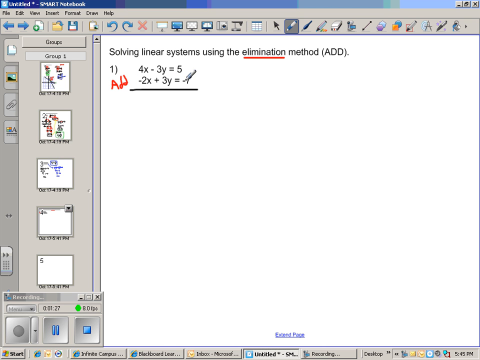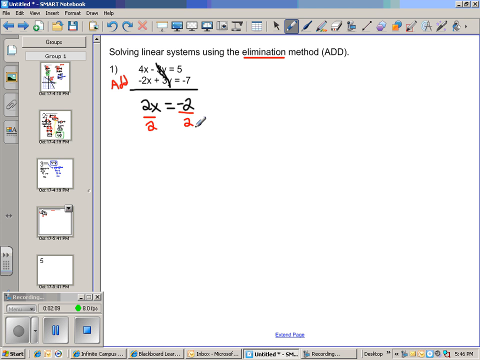I'm going to add here, and basically it's combining like terms. 4x plus negative 2x gives me a positive 2x left over. Negative 3y plus 3y adds up to 0, or we say they cancel out. And then you have 5 plus negative 7, which is a negative 2. By using the first step of the elimination process, we were able to reduce this linear system down to a one-step algebra problem. Now, using this, we can go ahead and solve for x.